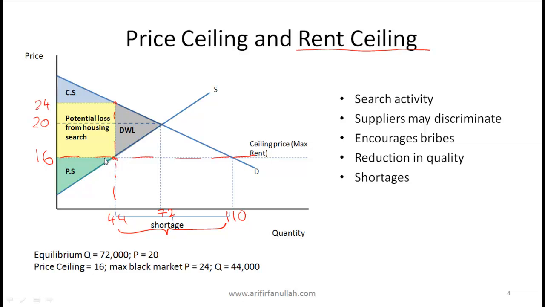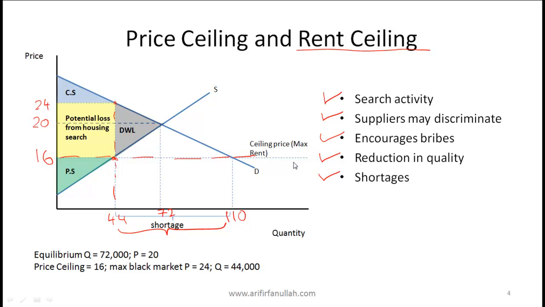If people are willing to pay up to $24 for a rental unit, and if they find one they only need to pay 16, they would be willing to pay up to $8 per unit searching for a housing unit. So there'll be search activity, which is not efficient. Suppliers may discriminate, renting out to people they like, which is again not necessarily efficient. Such a shortage will encourage bribes. It will cause a reduction in quality because there is no incentive for suppliers to improve quality. And as has been discussed, there will be lots of shortages. So as you can see, there are several issues with imposing a price ceiling.